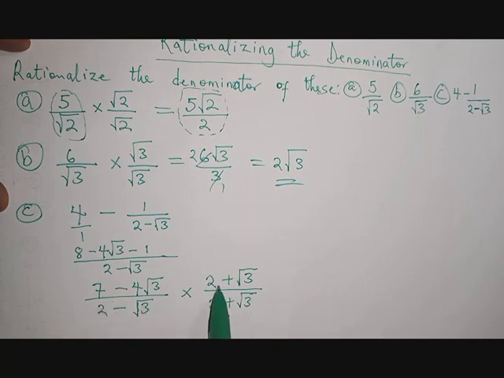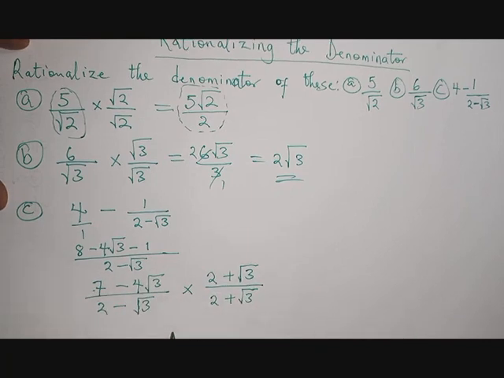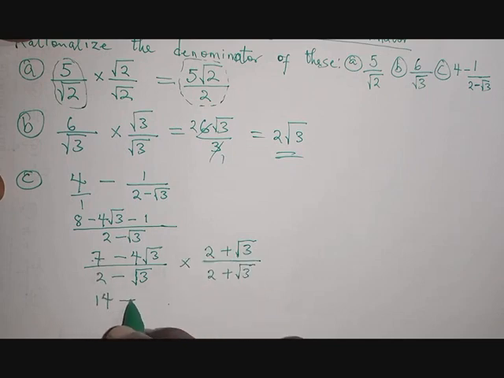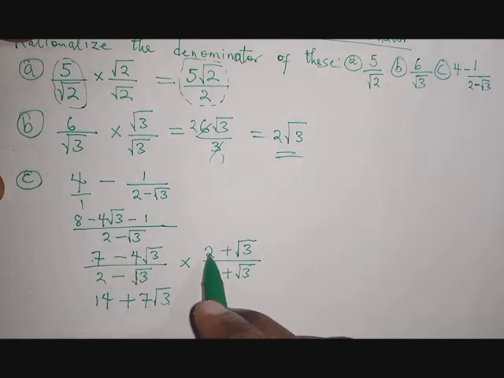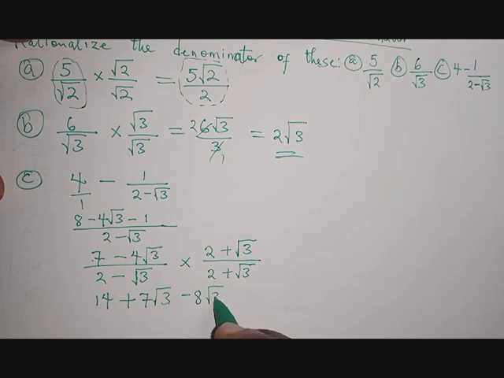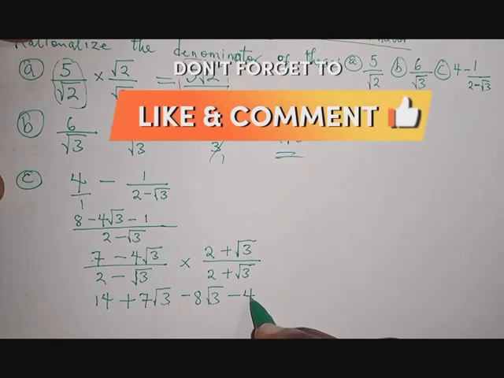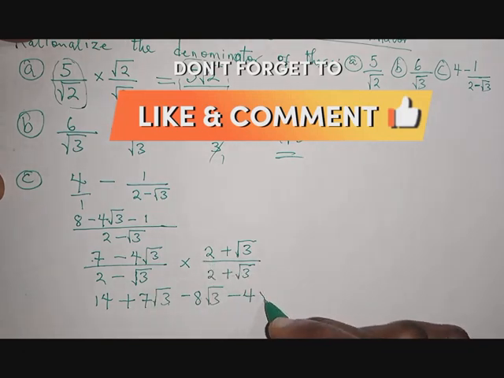Okay, so in multiplying the numerator, we're going to get 7 times 2, 14. 7 times plus root 3 is 7 root 3. This times this is minus 8 root 3. This times this is minus 4 times root 3 times root 3, which is simply 3.